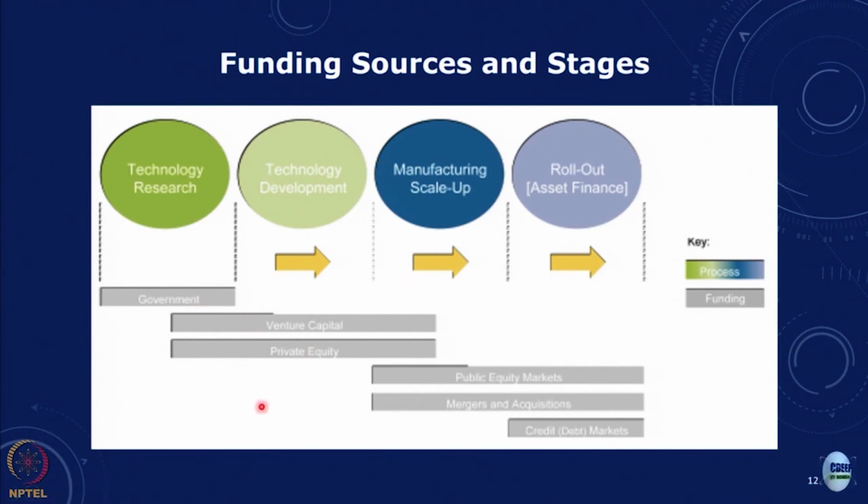This typically will require public utility funding and may also involve mergers and acquisitions. And then finally, once this is done, we would roll it out and create the assets. This would be asset finance, and this could come from either credit or debt markets, and it can also come from equity and mergers and acquisitions. So you can see that at different stages of technology development, you have different possible funding sources.